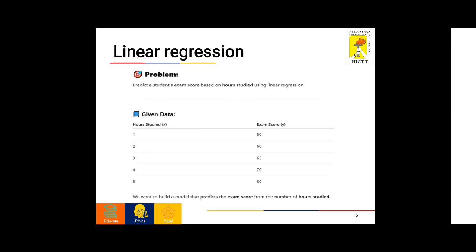Next we will see one example problem: predict a student's exam score based on hours studied using linear regression. This is the given data: the x-axis is hours studied and the y-axis is the exam score. Hours studied is numbered from 1 to 5, and the exam scores are 50, 60, 65, 70 and 80. We want to build a model that predicts the exam score from the number of hours studied.